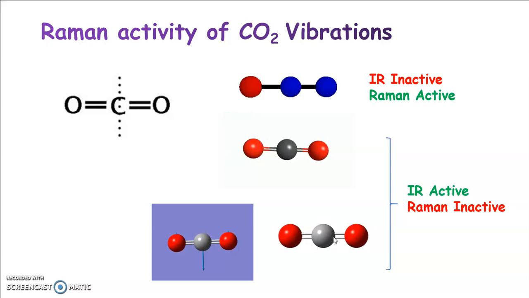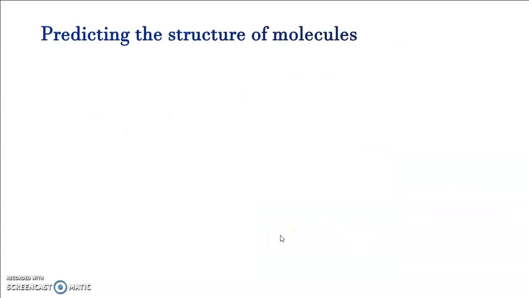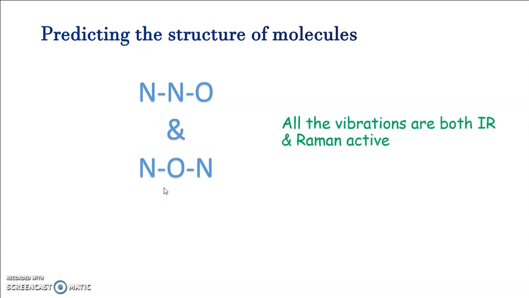This rule may help in predicting the structure sometimes. Consider the molecule N2O. If we do not know the structure, we can assume two structures, NNO and NON. From experiment, it is found that all the vibrations are both IR and Raman active. So, this result tells us that structure 1 is the correct structure, as structure 2, having a center of symmetry, cannot have vibrations that are both IR and Raman active.